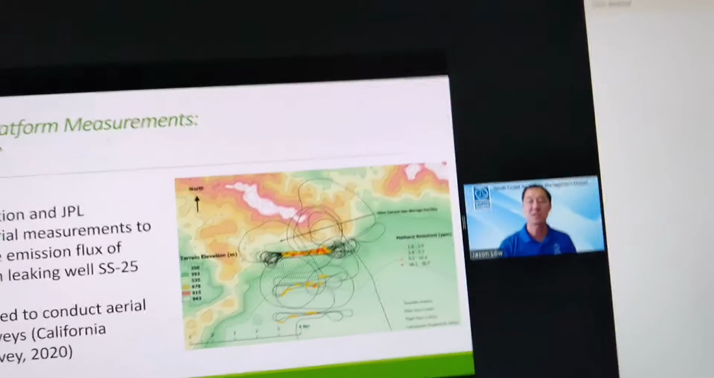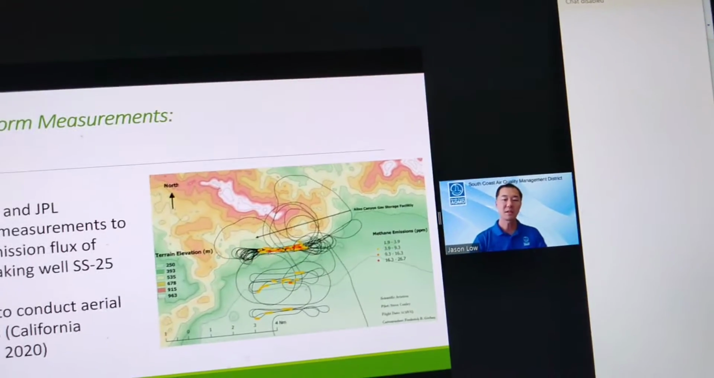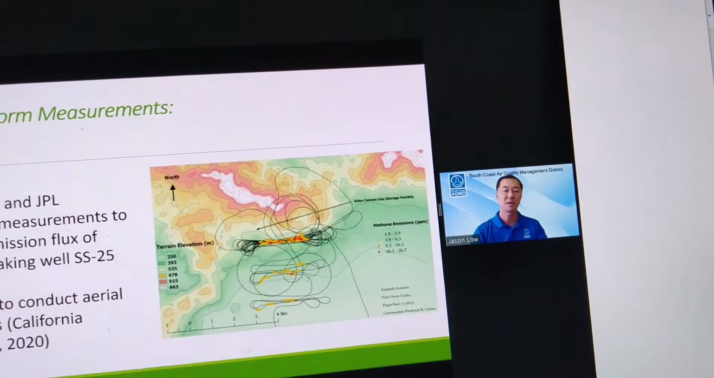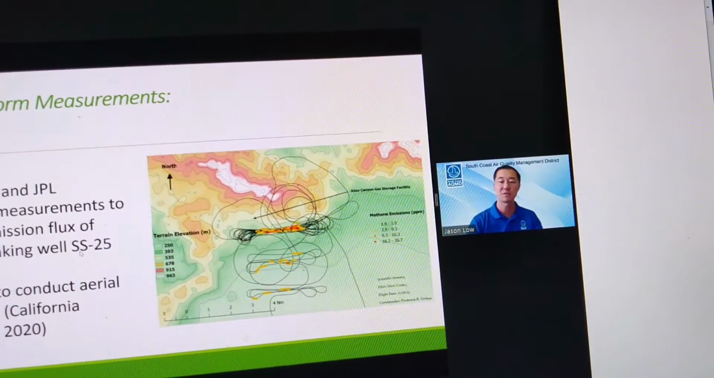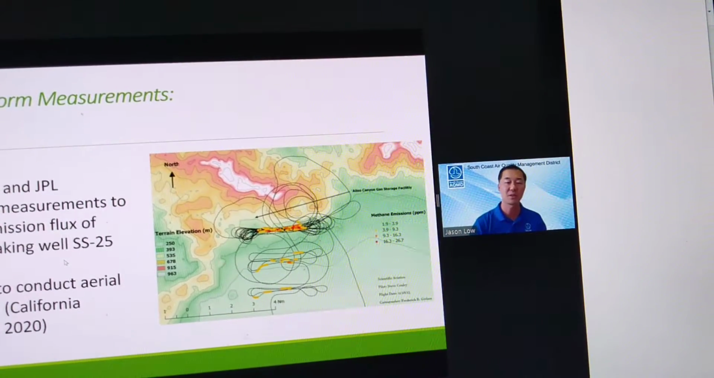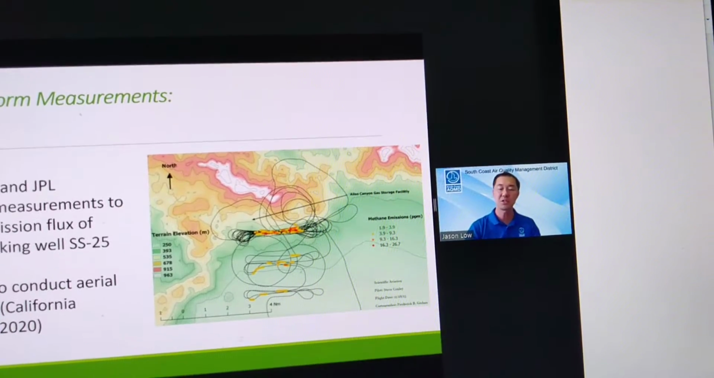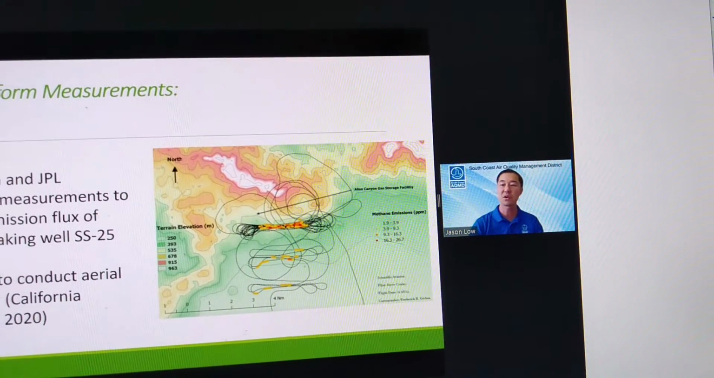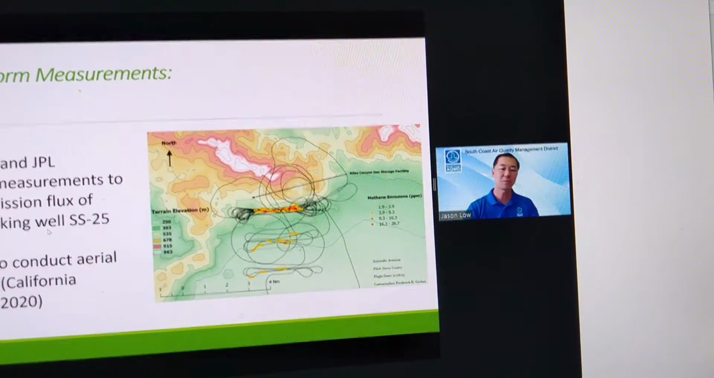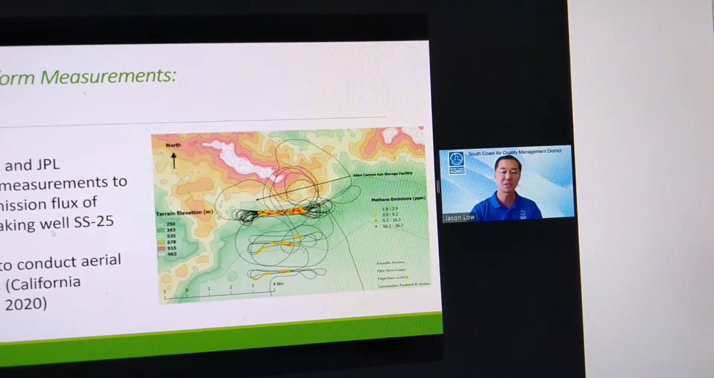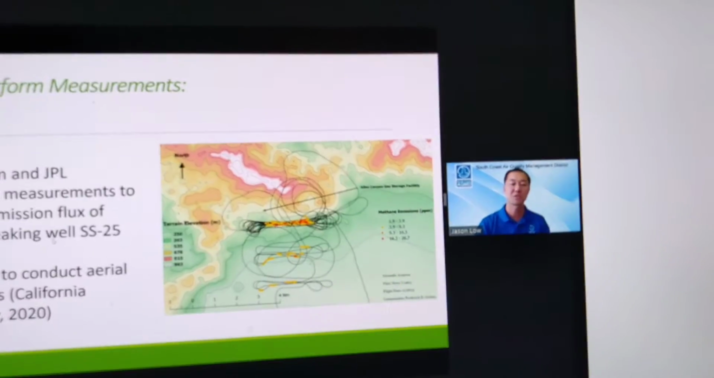Some examples of this that you may be familiar with: during the leak, Scientific Aviation and JPL conducted some aerial measurements to determine the emission flux of methane that was occurring under the SS-25 leak. And then CARB also continued to conduct aerial methane surveys across California, including Aliso Canyon. And they just released their final report just in the last couple of months. And you can find that information on their website.